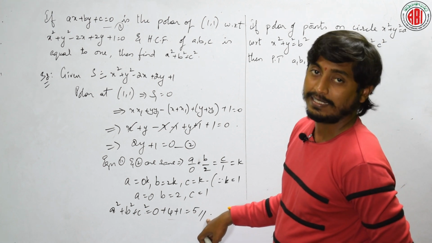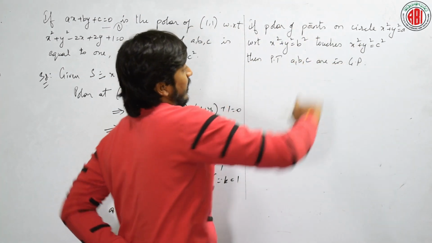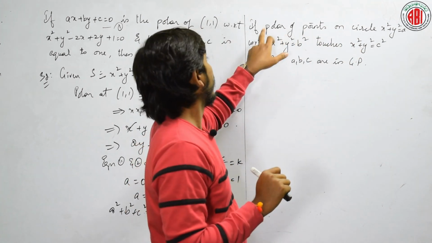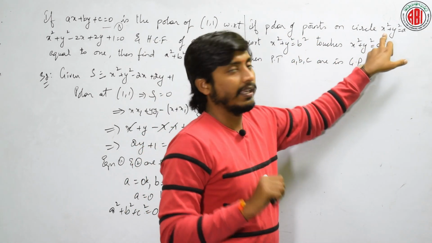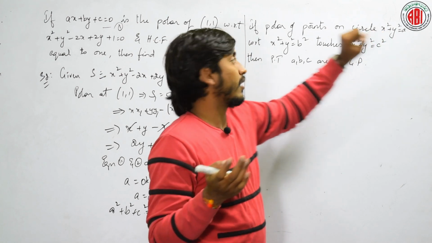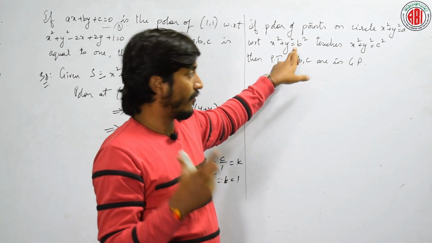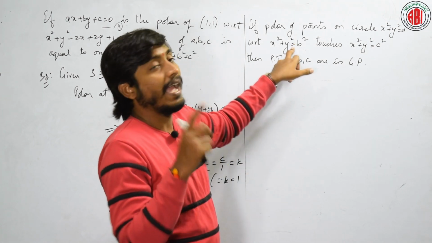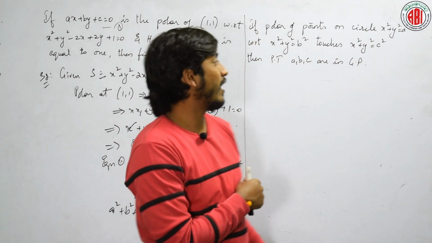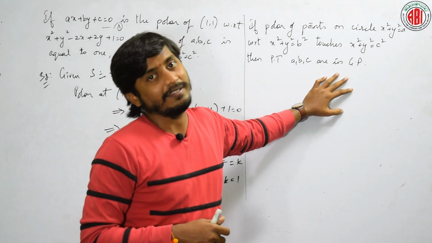Fine. Is it clear? Look at the next question. If the polar of the points on the circle, just have a look. There are three equations, do not get confused. If the polar of a point on the circle, let us assume some point P on this circle, we have to find the polar with respect to this equation, and it is touching this equation it seems. Clear? So, we have to prove that a, b, c are in GP.